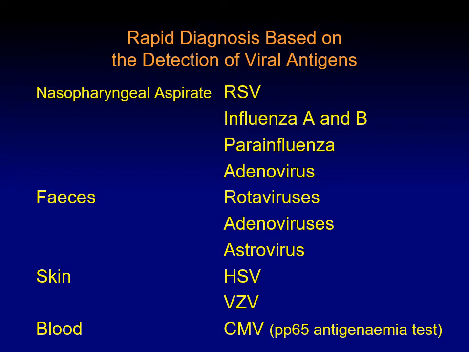There are, again, rapid diagnostic methods for detection of viral antigens, but the important thing is that you should know what sort of specimen you ought to take for that purpose. As we said, each virus requires specific specimens. For example, nasopharyngeal aspirates are used for influenza, parainfluenza, adeno, and so on. Skin can be utilized for detection of herpes simplex and varicella zoster, and blood is probably used for cytomegalo antigen, and so on.